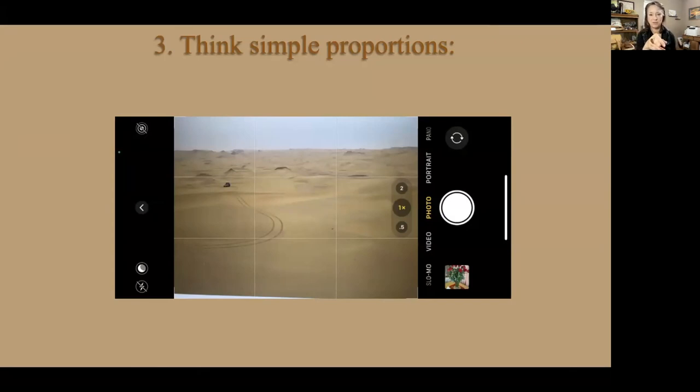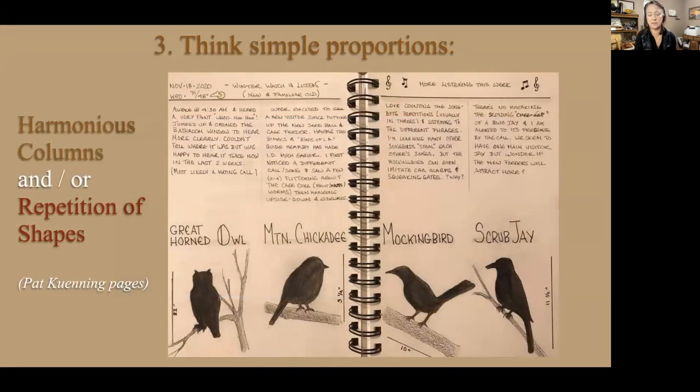But as you can see from this photo, the focal point, the Land Cruiser driving off into the Saharan Desert, is on one of the interstices on the far left of the thirds. So super great if you have a blank page and you're going, where should I put this? That's a great quick tip.